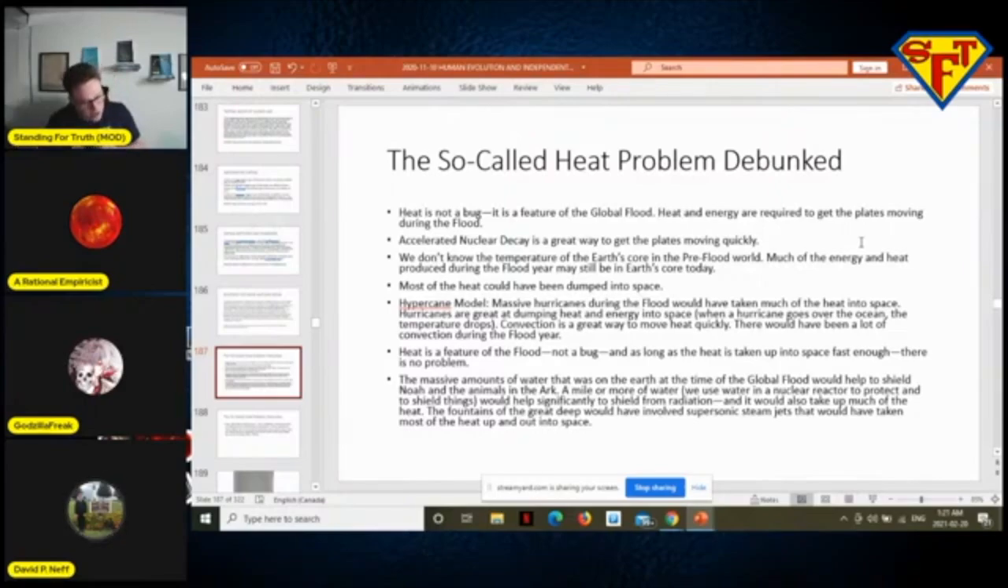And all we would really have to do is get the heat into space, where you've got essentially an unlimited heat sink that can absorb all that heat. So for one, I just want to point out heat isn't totally bad, as it's a feature of the flood. It's required. It's necessary. Absolutely. And I would agree that a global flood would absolutely produce enormous amounts of heat. So we can both agree on that.